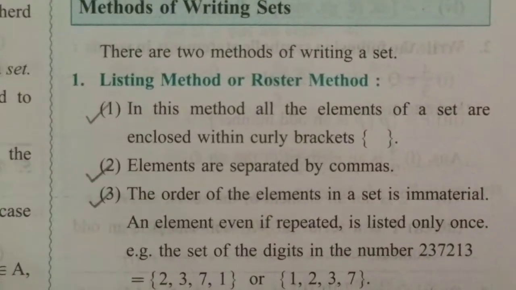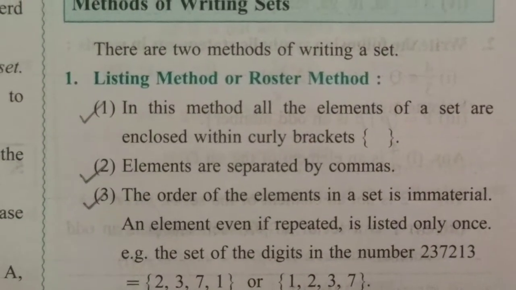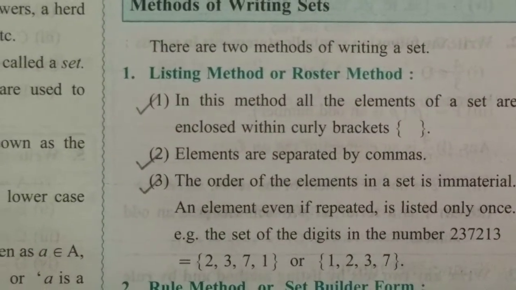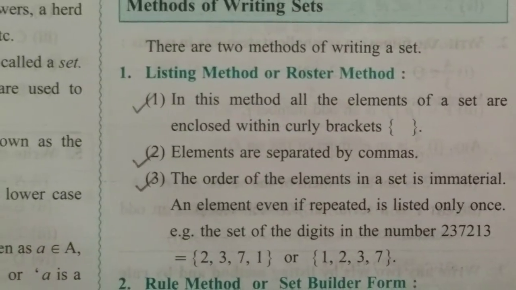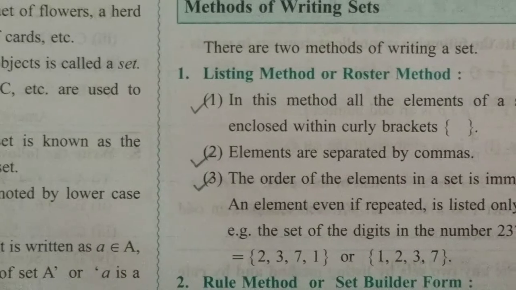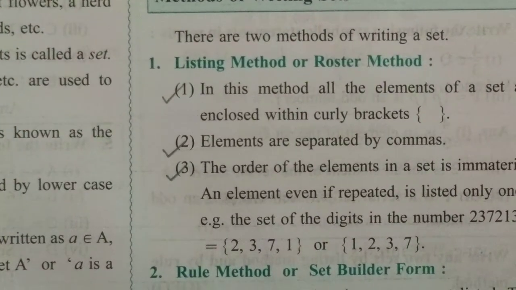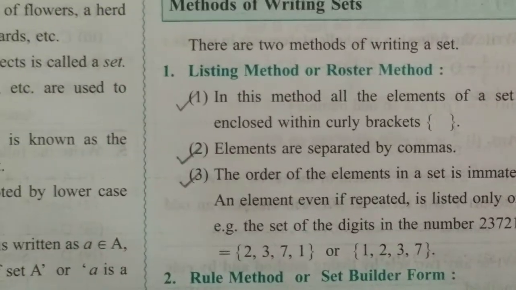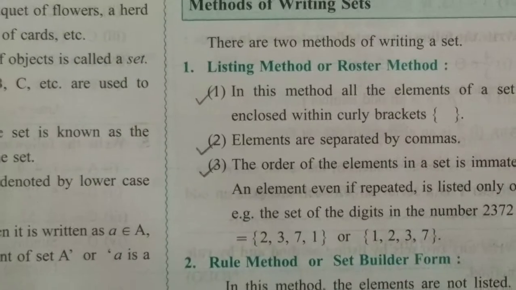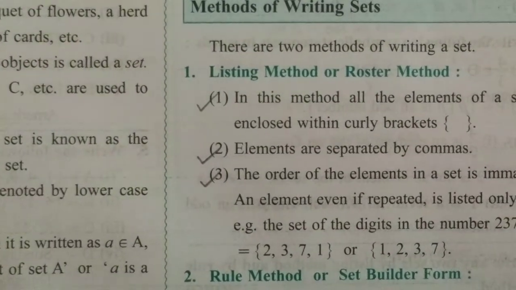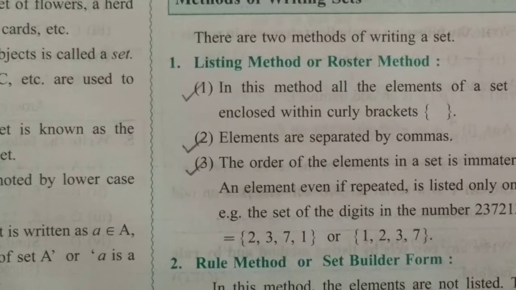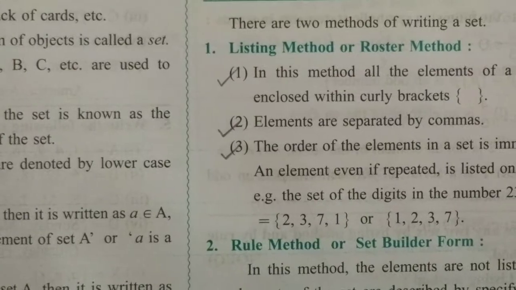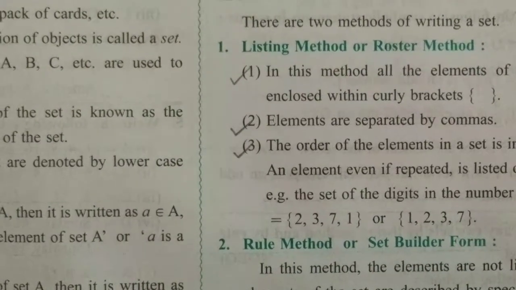Now we will see the methods of writing sets. There are two methods of writing a set. The first is the listing method or roster method. Here we are going to discuss 3 points about the listing method. First, in this method all the elements of a set are enclosed in curly brackets. Whatever elements are there will be inside, and outside we draw curly brackets to enclose them. Second, elements are separated by commas inside the brackets.